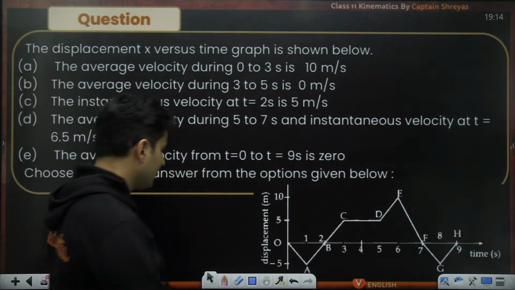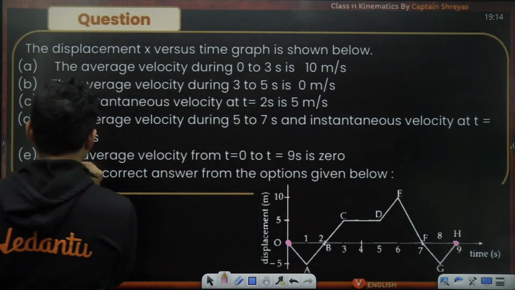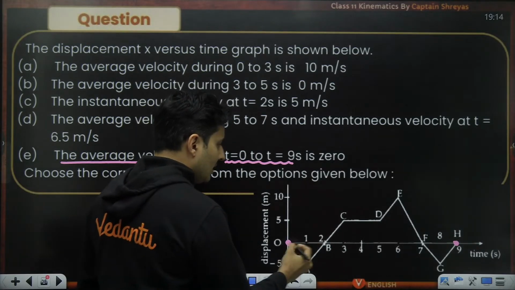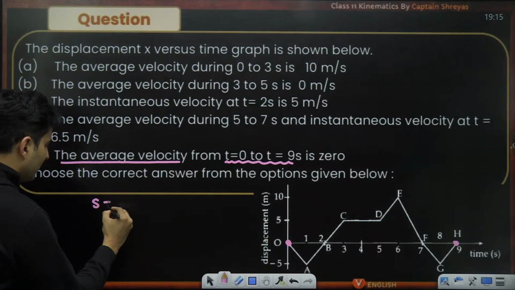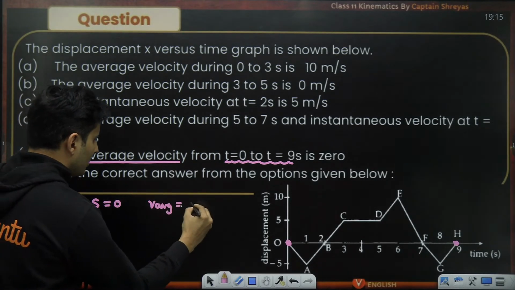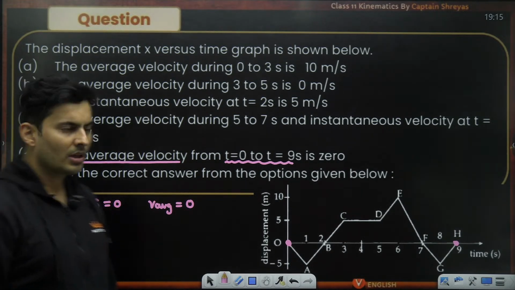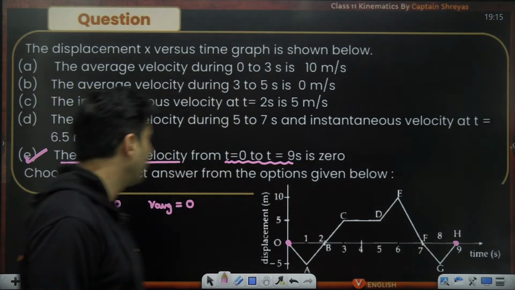0 to 9, this is 0. This is 9. So if you look at the average velocity from 0 to 9 seconds, final position 0, initial position 0. So displacement is 0. So therefore, average velocity is also going to be 0. So E option is 100% correct. Can you see that? It is very obvious, like you have not changed the position between 0 and 9.